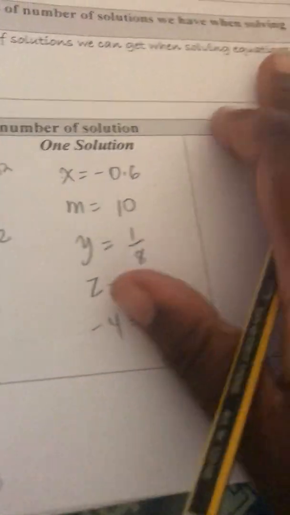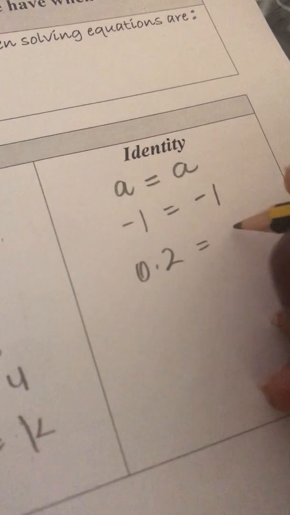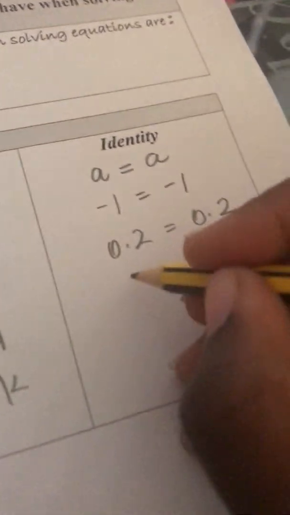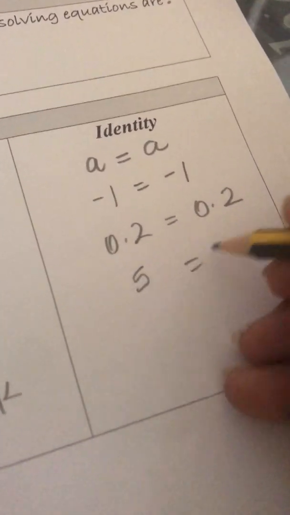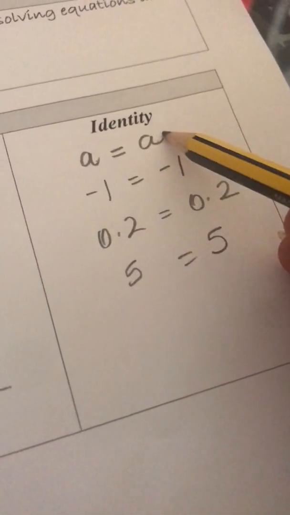Now, identity is when the left looks like the right. A equals A, -1 equals -1, 0.2 equals 0.2, 5 equals 5, like that. As long as the left and the right look the same, then you have identity solution.